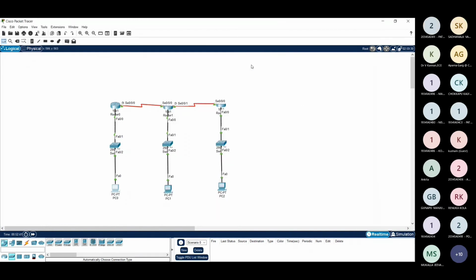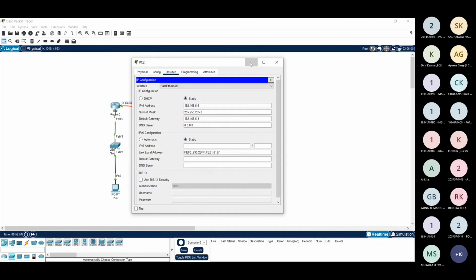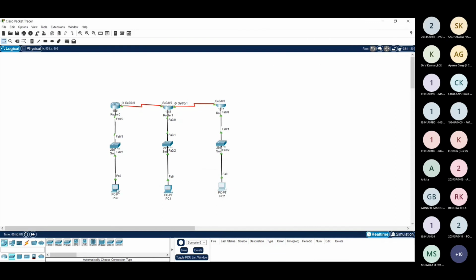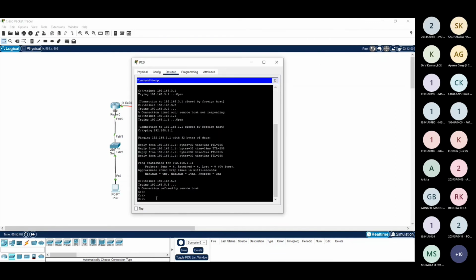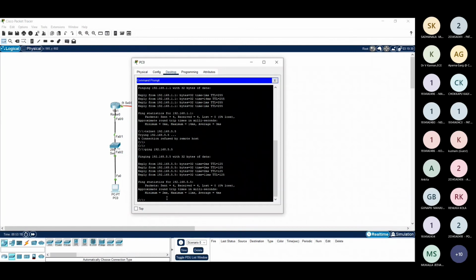Okay, Rajkumar. What happened with that remote host? Check the IP address of that PC once. The IP address of the PC is 5.5. Okay. Can you ping the PC from PC0, PC2? Is that okay? Okay, Rajkumar. Thank you. Okay, right. You can stop.